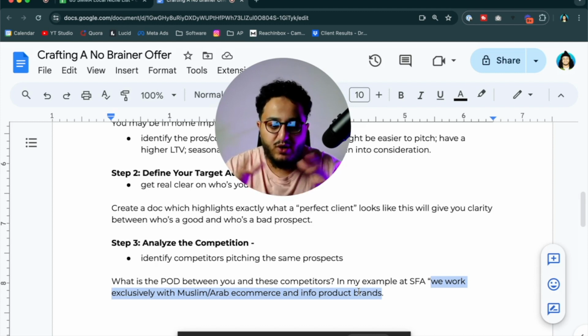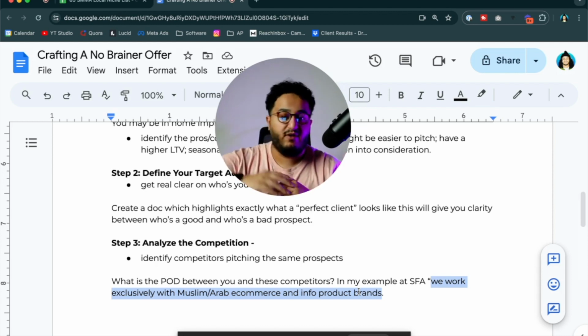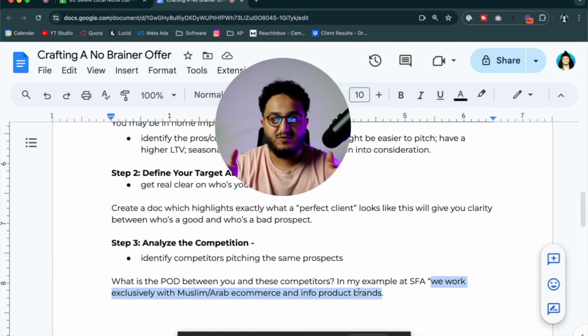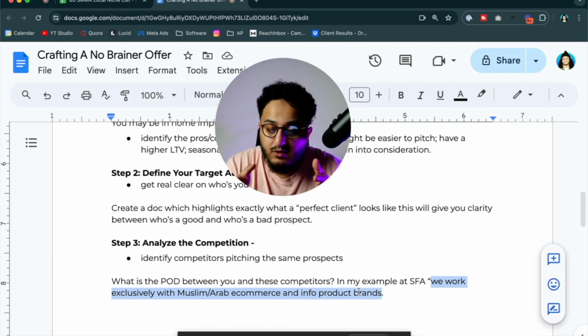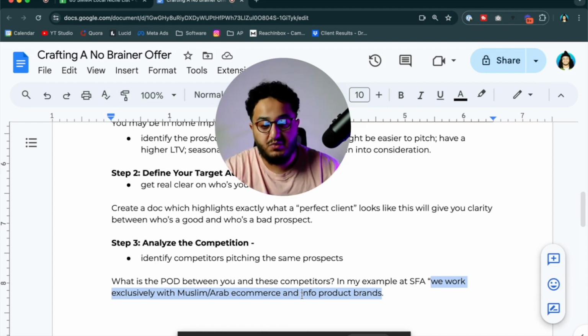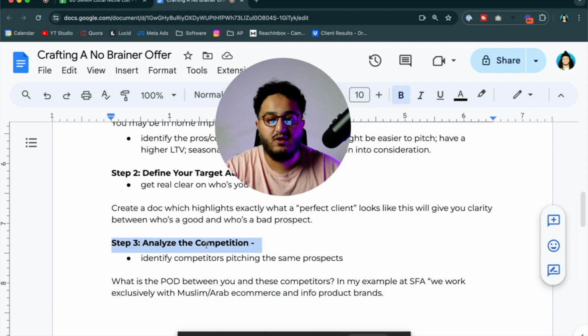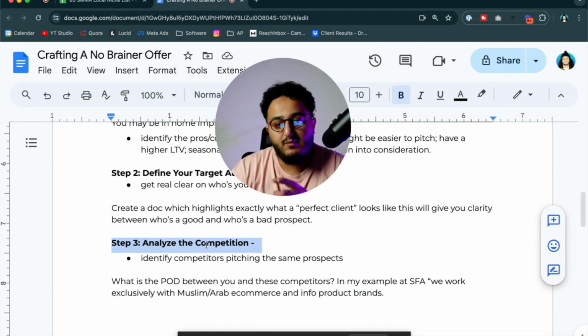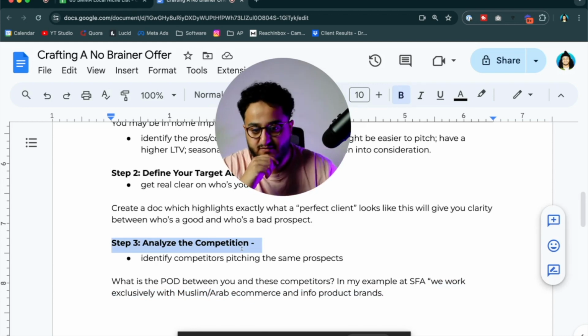So this was my point of difference, something that separated me from the other guys, regardless if they've been in business longer than me or if they are totally crushing it and they're 10 times bigger than me. I still have leverage because I have a point of difference. So you need to understand exactly what your point of difference is. And the only way you're going to do that is by analyzing the competition, understanding who else is out there, and then analyzing how am I different than them? What is my point of difference?